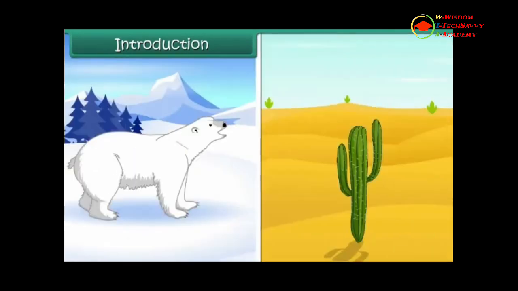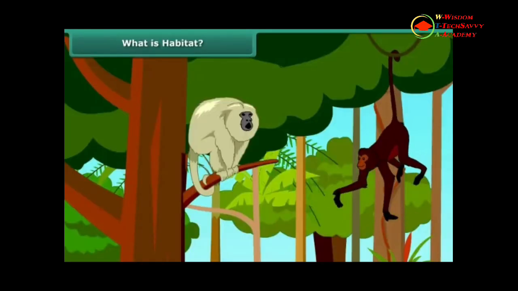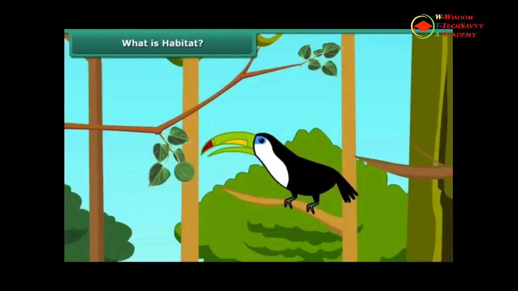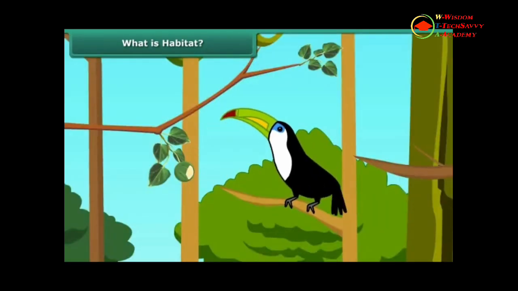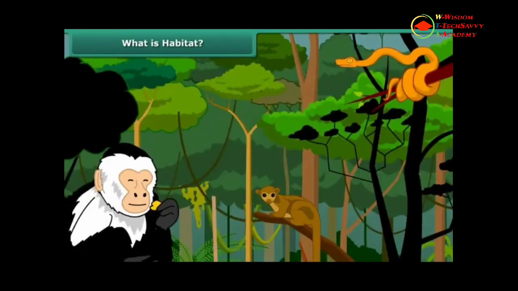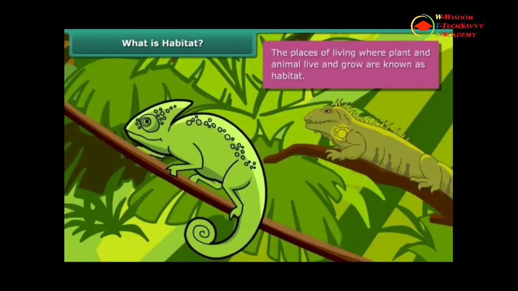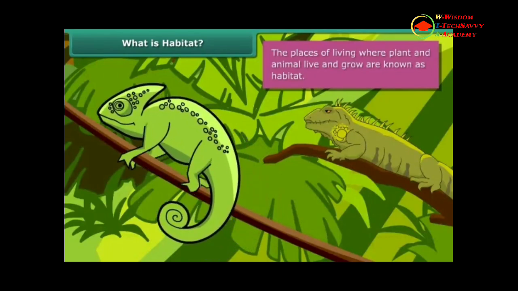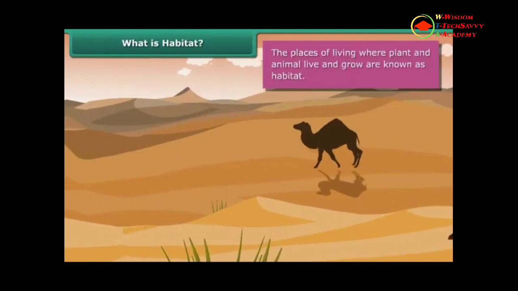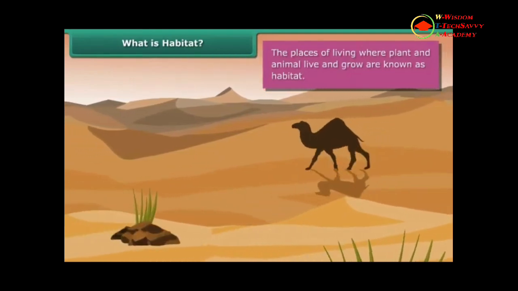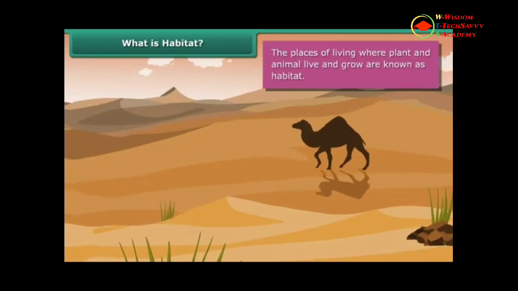These adaptations allow animals and plants to survive and grow in a particular habitat. In this lesson, we are going to learn how different plants and animals adapt according to their habitats. We all know that every organism requires some place where its basic necessities like food, water, and shelter are met. This place of living where plant and animal live and grow is known as habitat. All living organisms should adapt themselves to their habitat to thrive and survive in the surroundings.